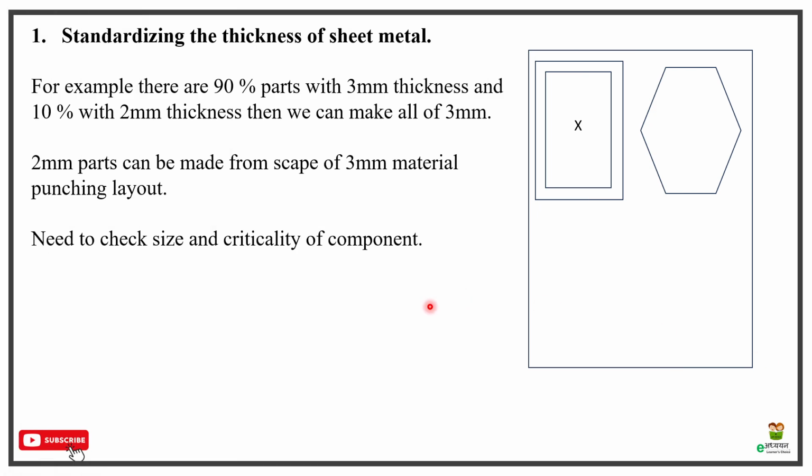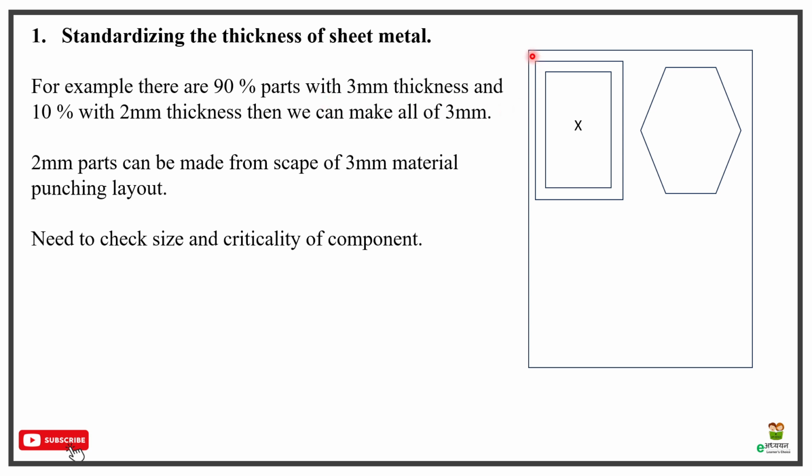So this is the first idea: standardizing the thickness of sheet metal. Let's say, for example, there are 90% parts with 3 mm thickness and 10% with 2 mm thickness. Then we can make all of them 3 mm. Why? Because if you make 3 mm parts separately and 2 mm parts separately, it will generate scrap material.